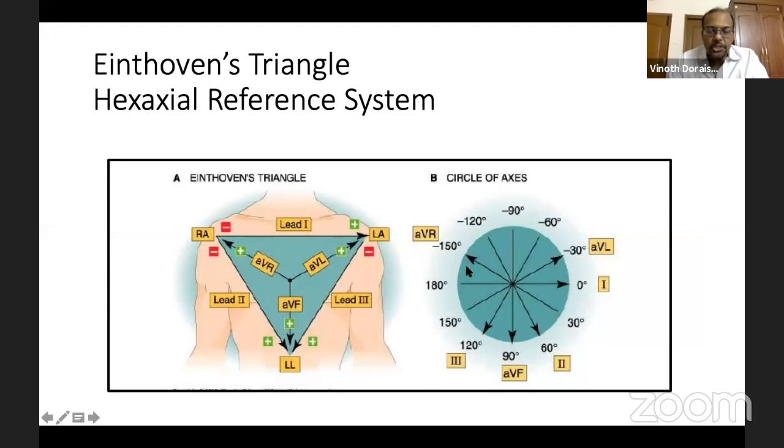So based on the orientation of Einthoven's triangle, lead 1 will be 0 to 180 degrees, with 0 being positive. Lead 2 will be 60 to 120, with 60 being the positive part. AVF along the 90 degree. Lead 3 120, AVR minus 150 and AVL minus 30. So this is the hexaxial reference system, which is very important when we're calculating the QRS axis.